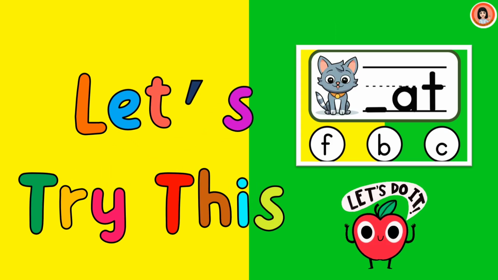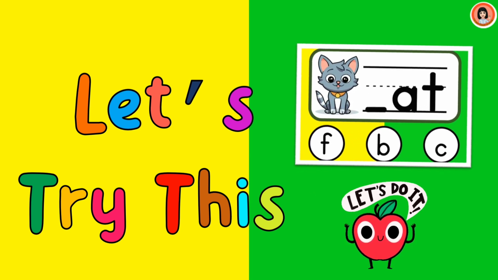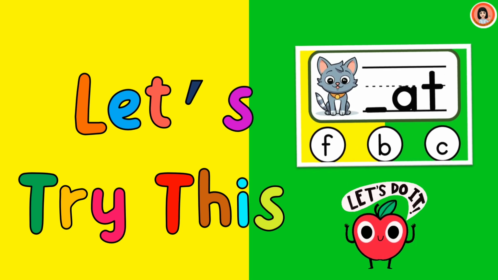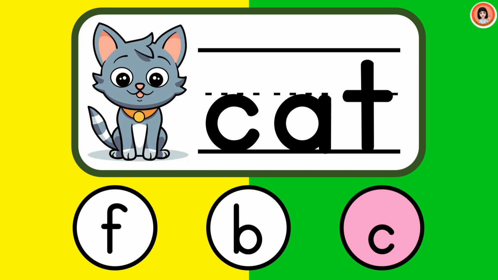Good job, kids! Now let's try this. Choose the beginning sound of the word. Are you ready? Let's start. This is a cat. Very good. What is the beginning sound of the word cat? Is it f, b, or k? The correct answer is k, cat.